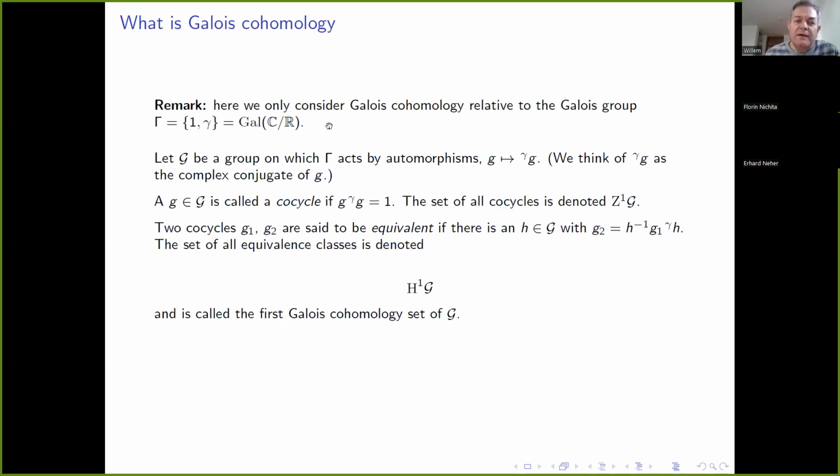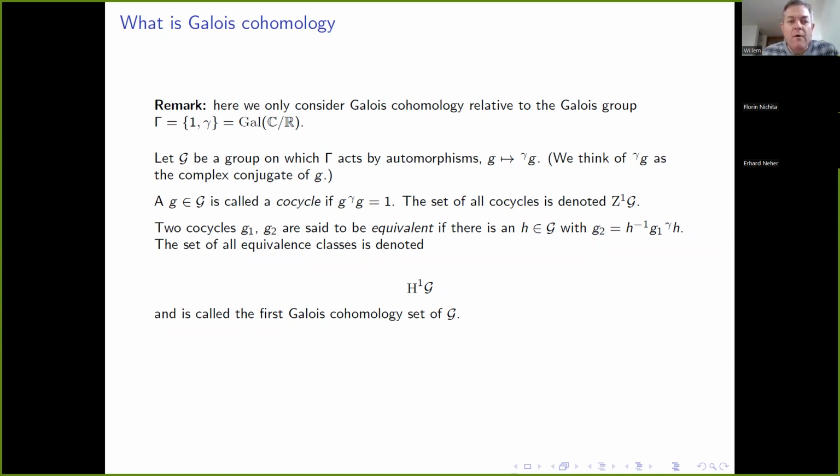Okay, and what is the general situation? We have a group G on which this Galois group gamma acts by automorphisms. This action you should think of as a kind of complex conjugation, and we denote it like this: g goes to gamma(g). The only action of interest is the action of gamma, since the identity acts as the identity, so nothing happens there. And gamma is a kind of complex conjugation.